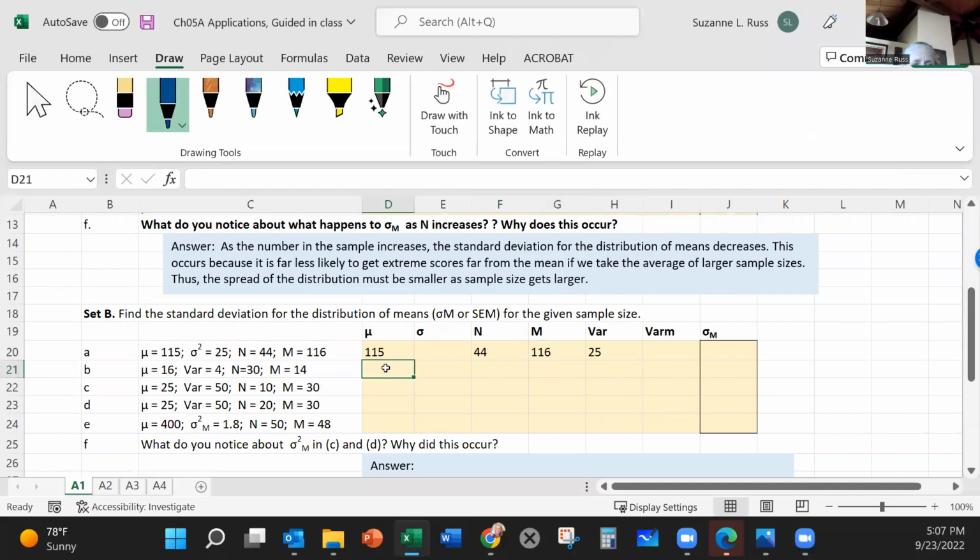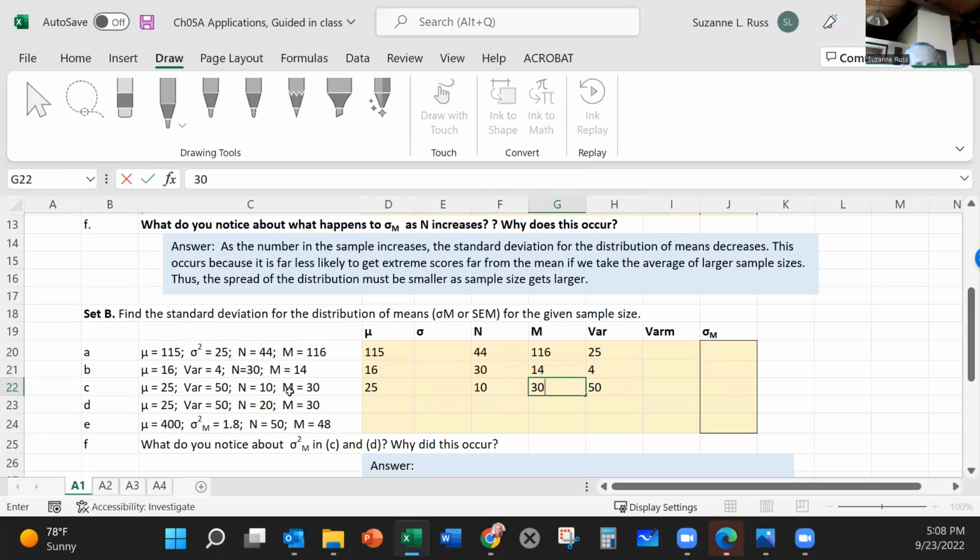So now I'm going to get the data out of each of these before I begin. I see mu is 16 here. Variance is 4. It says variance now instead of sigma squared, but they're the same thing. N is 30 and M is 14. Here I see mu is 25. Variance, it's still variance, is 50. Let's see. Next we have N is 10 and M is 30.